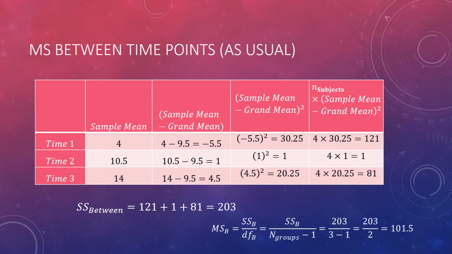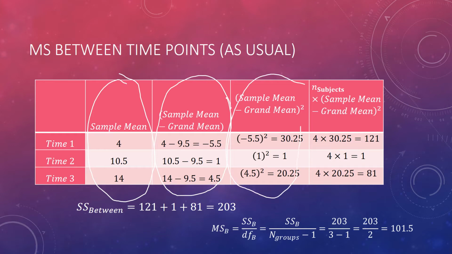So you want to get the sample mean for each time point. So for time point 1 it was 4, for time point 2 it was 10.5, for time point 3 it was 14, and then you want to get the deviation from the grand mean. The grand mean was 9.5, so you do 4 minus 9.5, 10.5 minus 9.5, and 14 minus 9.5. Then you square those answers to get rid of the negatives here.